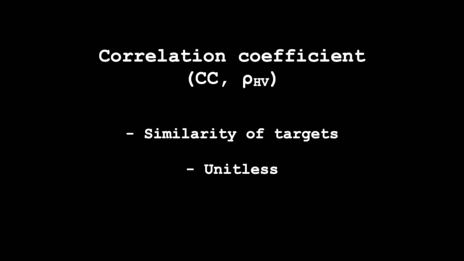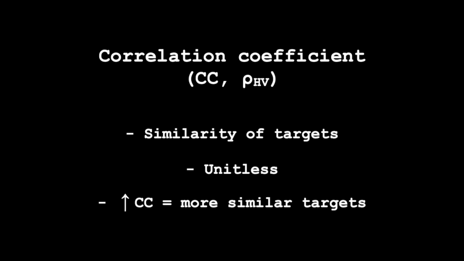If targets have similar shapes and sizes, the correlation coefficient will be close to 1, but if their shapes and sizes are quite varied, correlation coefficient will decrease.